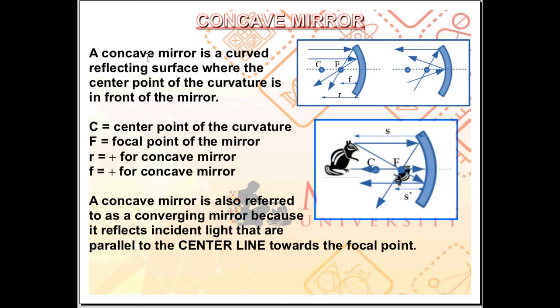If you have a concave mirror, if you have light that is parallel to the center line, that light will be reflected towards the focal point. That's why a concave mirror is also referred to as a converging mirror. There's the tendency of the reflected light to converge at the focal point. And you can use a concave mirror to form an image using the reflected light.